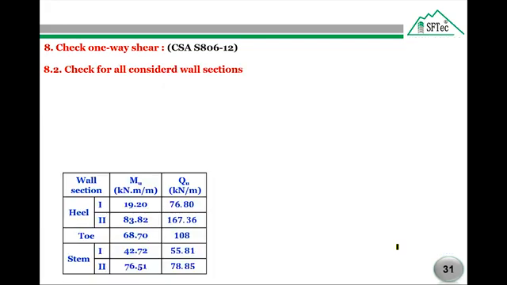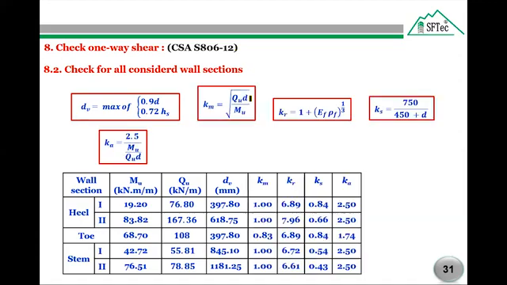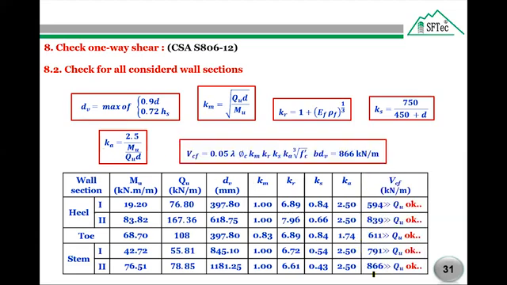In this slide, we will repeat the previous steps for all sections to check the one-way shear for every design section. First, the effective shear depth is calculated according to the Canadian standard S806 of the year 2012. Then, the one-way shear coefficients are calculated starting from Km and ending at Ka. Finally, the one-way shear can be calculated by comparing both allowable and ultimate values of one-way shear for every design section. All sections are safe against one-way shear.